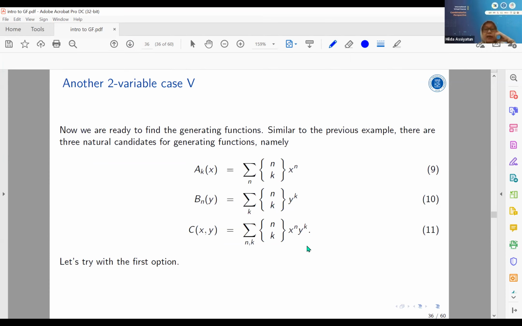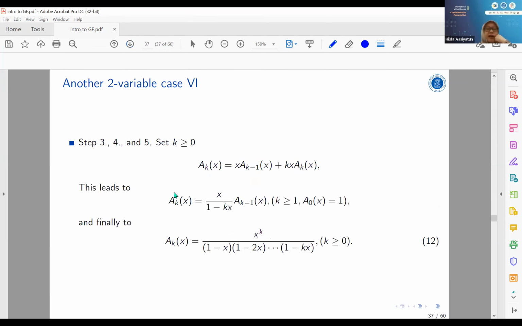Because of the convention, because we extend the domain of the indexes into all pairs of integers, we don't have to worry about this. Just say n, say k, whatever, will be valid. Now let's try the first one.